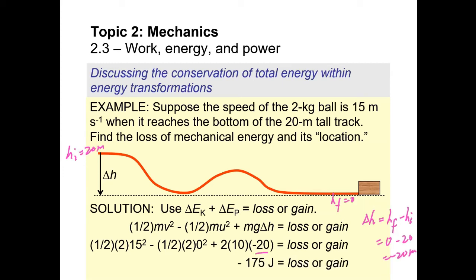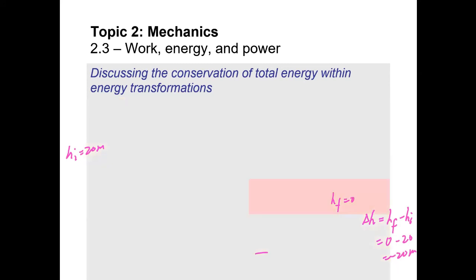We get minus 175 joules. It's a loss because it gives us a minus sign. The system lost 175 joules as drag and friction heat.